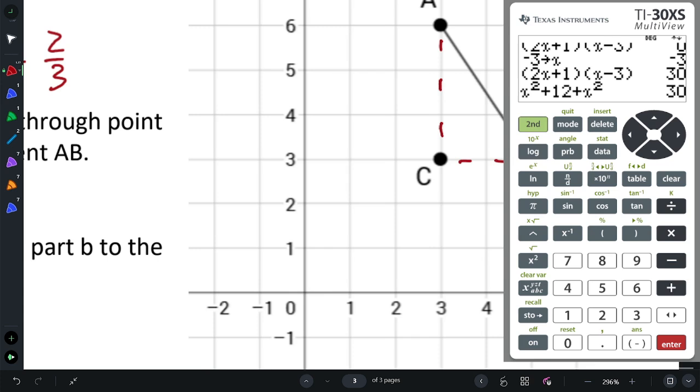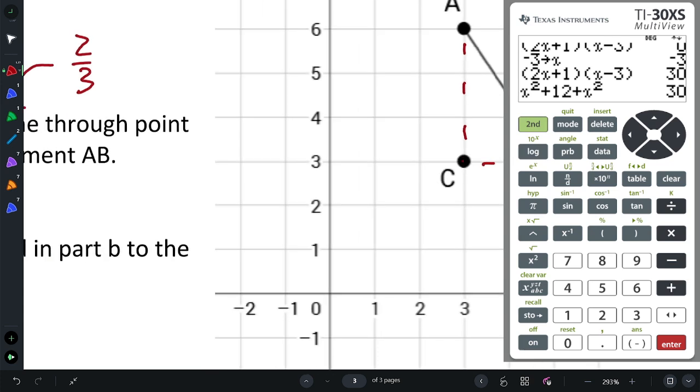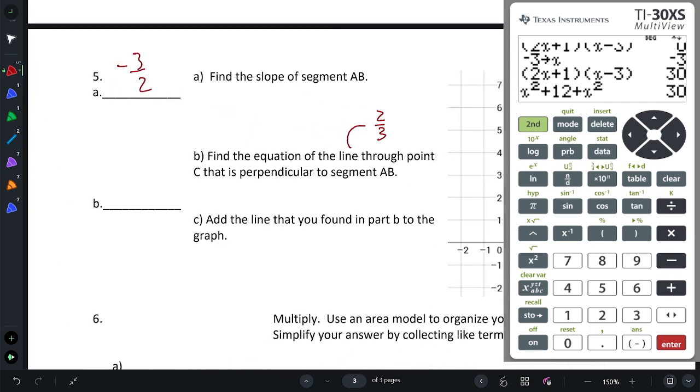Okay. And it has to go through this point. Well, this point is 3, 3. So we could just write the equation right now, right? Using point slope form. I could write the following. I could say, hey, y minus 3 is equal to 2/3 times the quantity of x minus 3. So that is the answer in point slope form.